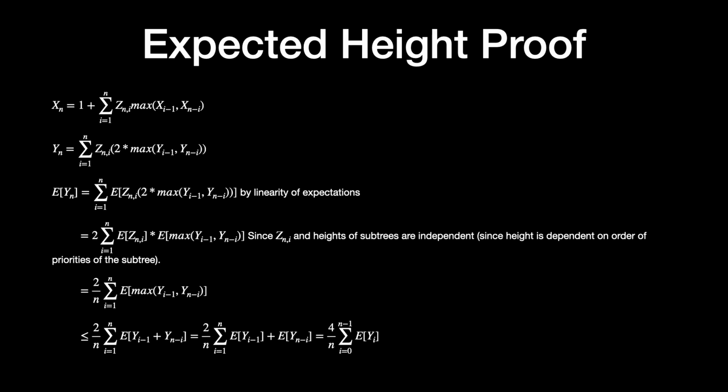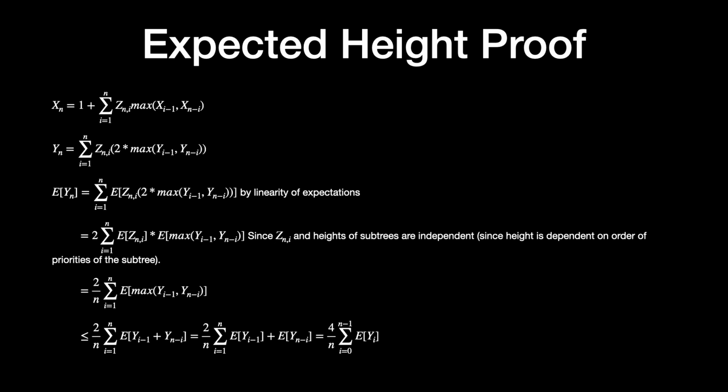We take expectation on both sides, and because of linearity of expectation, we can take the expectation inside the summation. Now, of course, Zn,i and Yi are independent because Yi basically is the height of a tree given i keys and priorities. It doesn't really depend on any external factors. It only depends on the relative order of the keys that we are given. And Zn,i is also not dependent on Yi because it is obviously the key with the lowest priority value. It doesn't depend on the height of the subtrees.